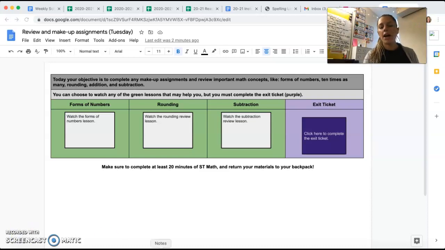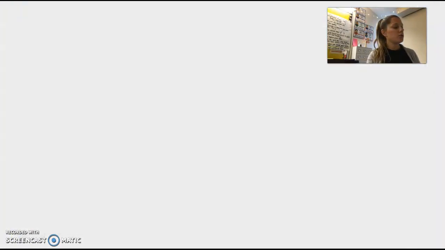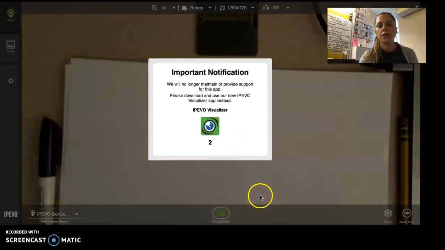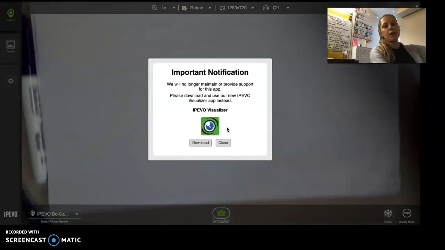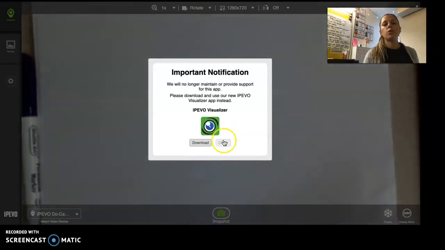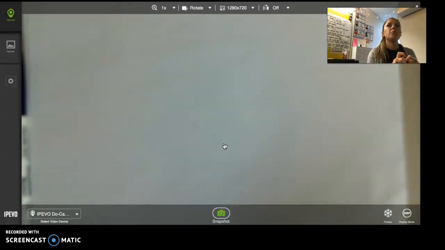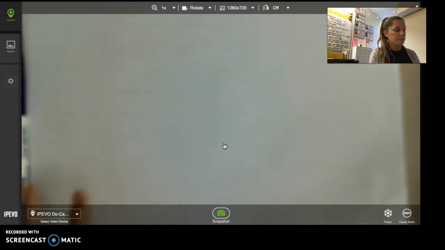All right, welcome back. So first we're going to start with just a blank piece of paper. And you always want to make sure that you're moving numbers into standard form before you do any work with it. So you never want to leave a number in word form or unit form.